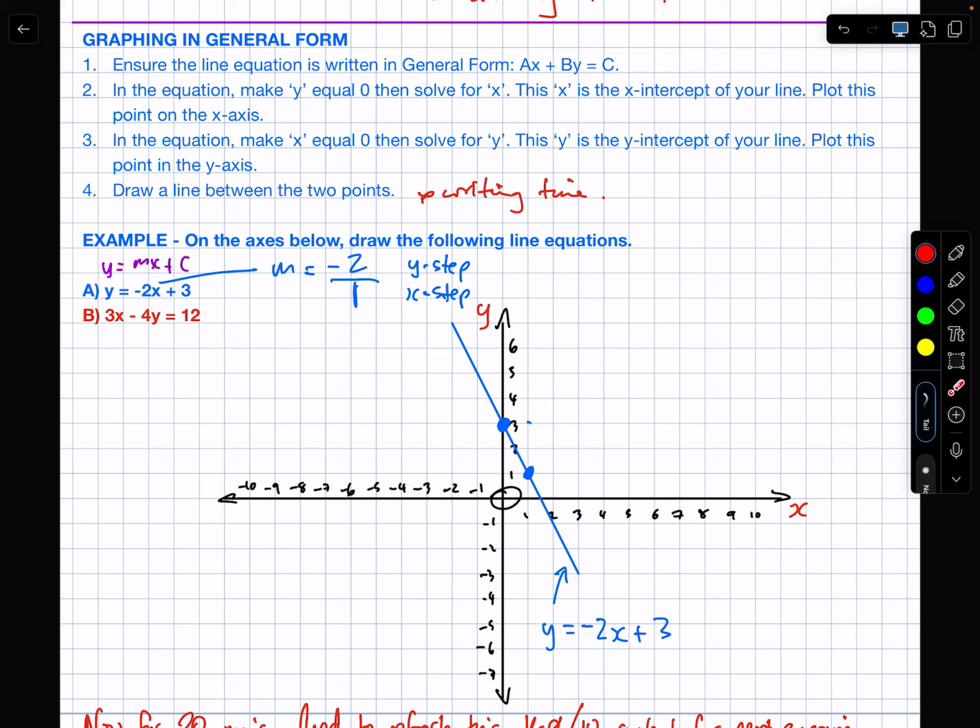They can be anything. Step 2: in the equation, you make y equal 0, then solve for x. This x is the x-intercept of your line. Plot this point on the x-axis. Let me demo that right now.